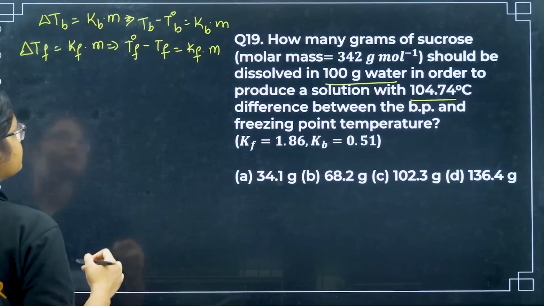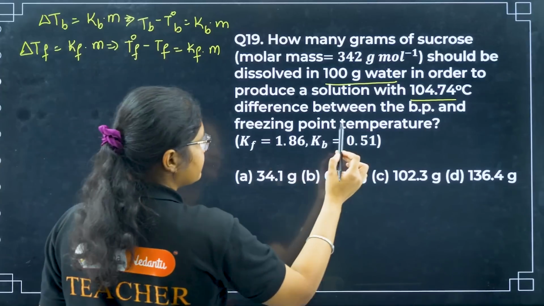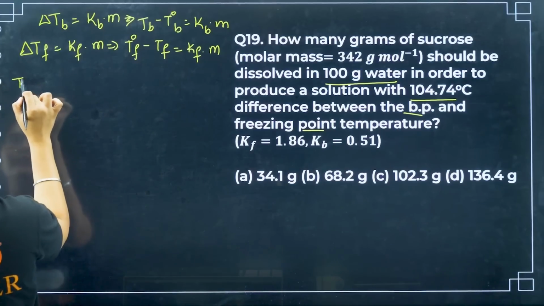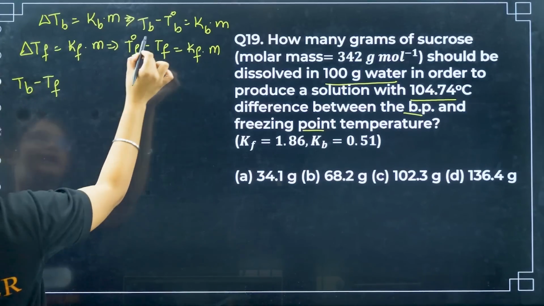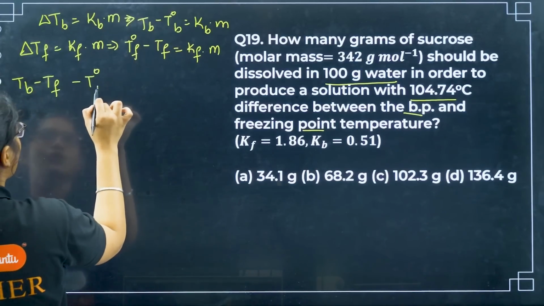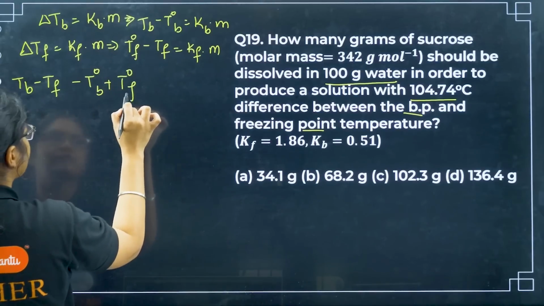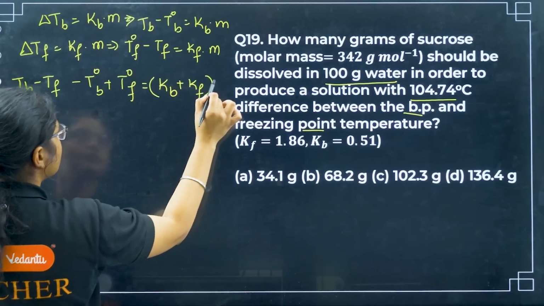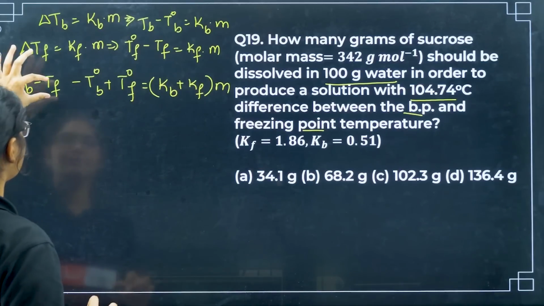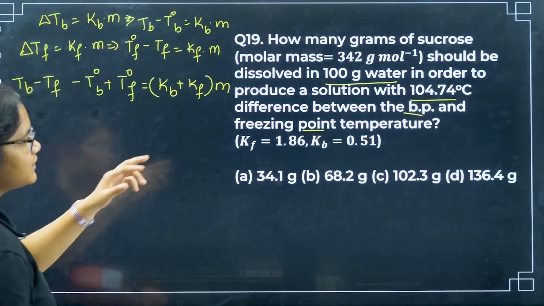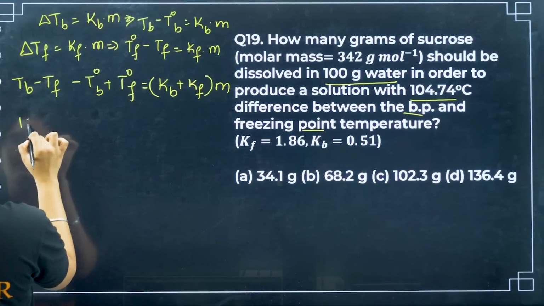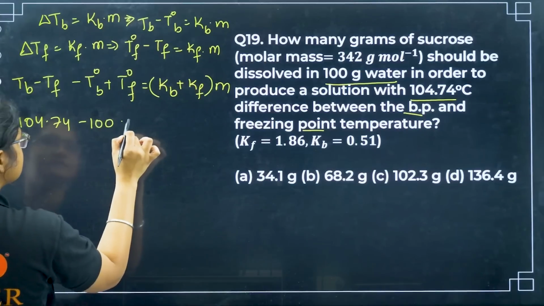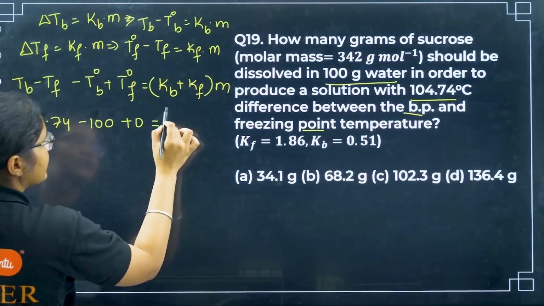Now if I add these two equations, I have to find the difference between the boiling point and the freezing point. So TB minus TF I will write together, then I have here minus T naught B plus T naught F is equal to KB plus KF into M. Now TB minus TF value is given to me, how much? 104.74. This is minus 100 degree and this is 0 degree, is equal to KB plus KF.